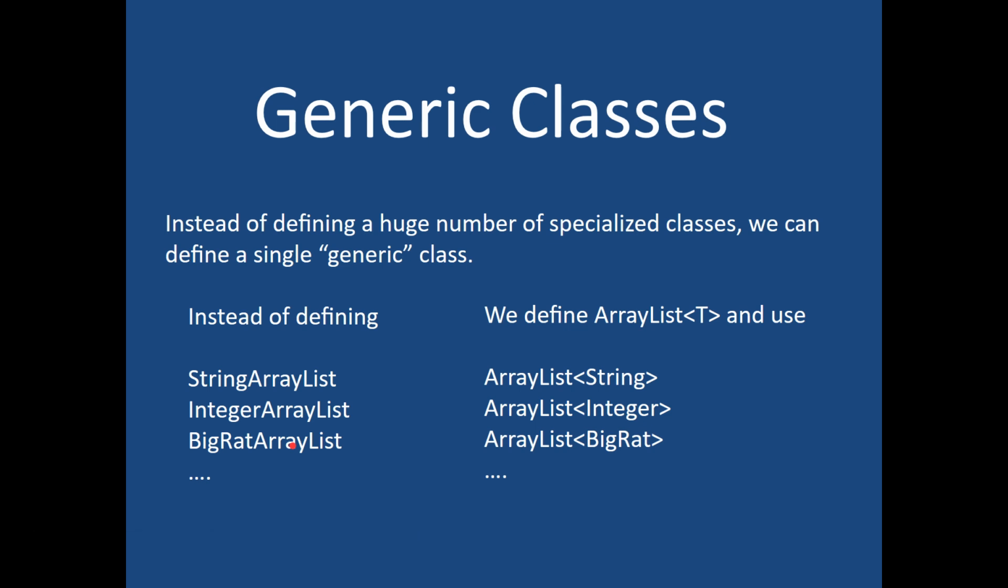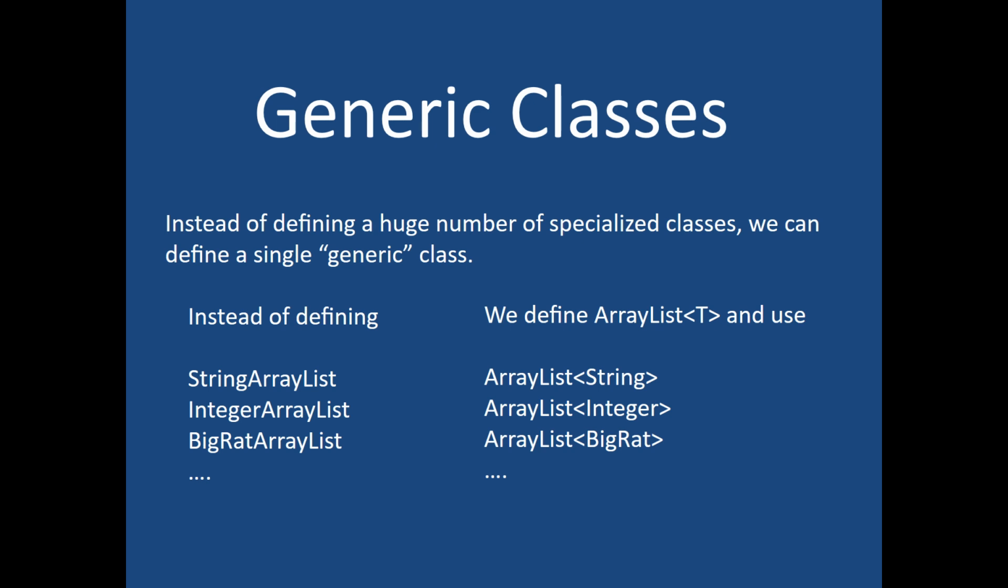And if you compare those implementations of, say, string array list and integer array list, how do you think they would compare? Are they very similar or very different? Yeah, very similar, virtually identical. Almost everything that goes into implementing a string array list is the same in integer array list, except for a few places where you use string to declare something, you would use integer.